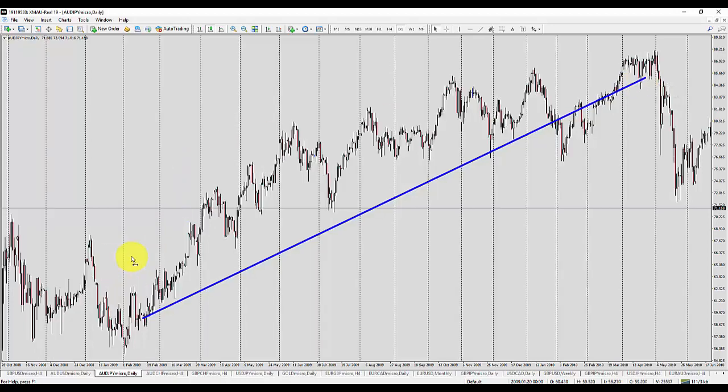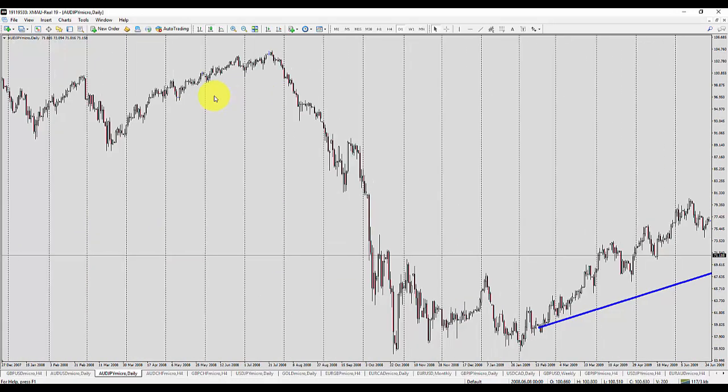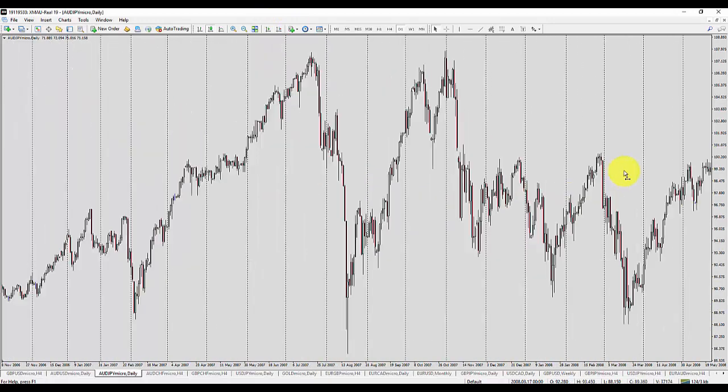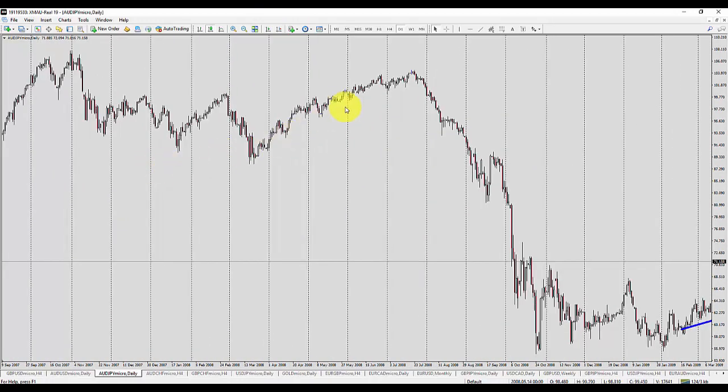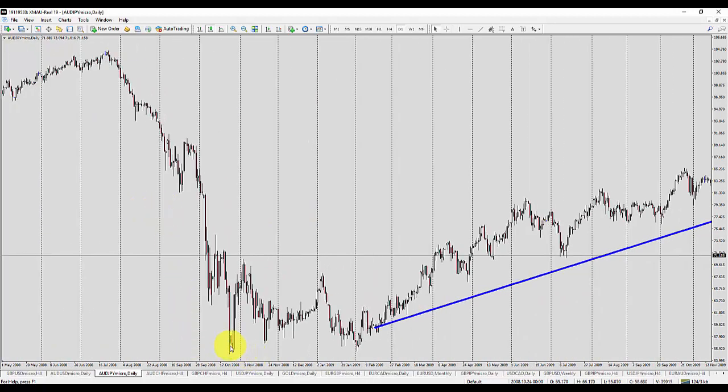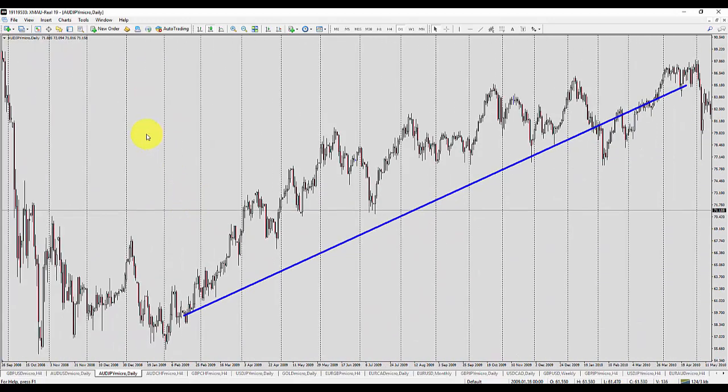This was after the GFC. So you can see this is the GFC. This is the Aussie yen, by the way, daily chart. And what you're looking at here is the complete collapse that happened during the GFC, which is basically August, September 2008. It actually bottomed out in October, but August, September.